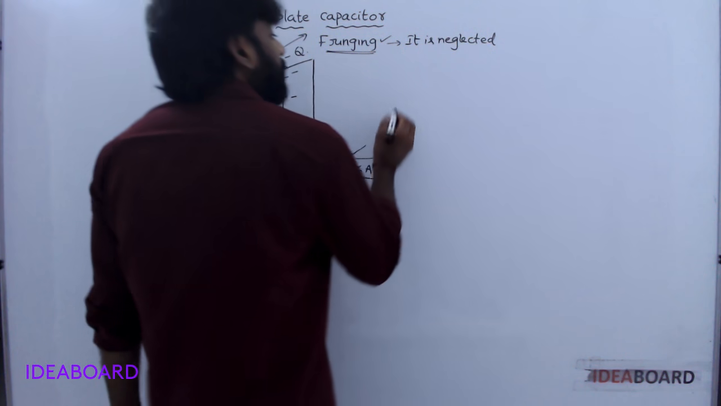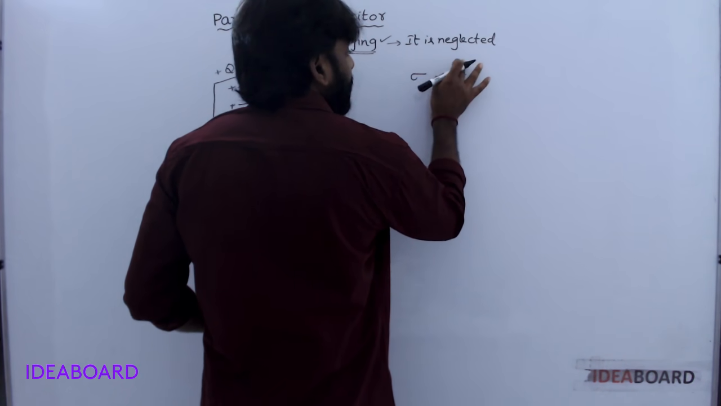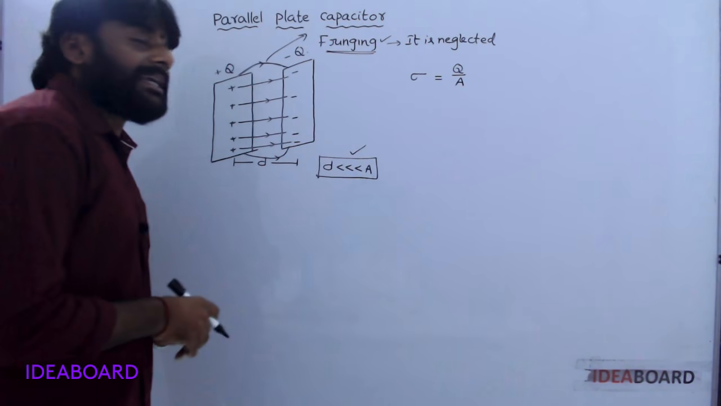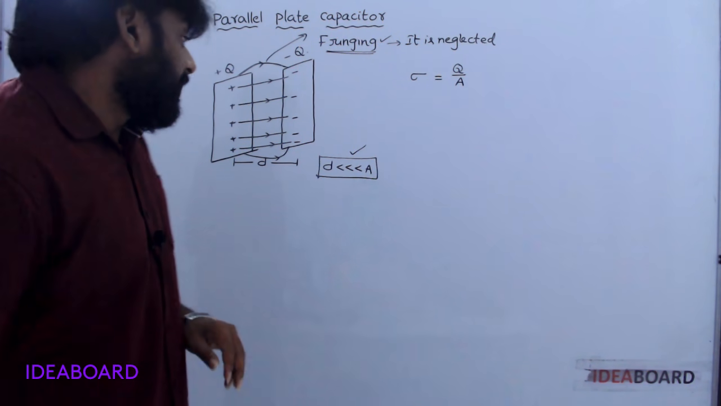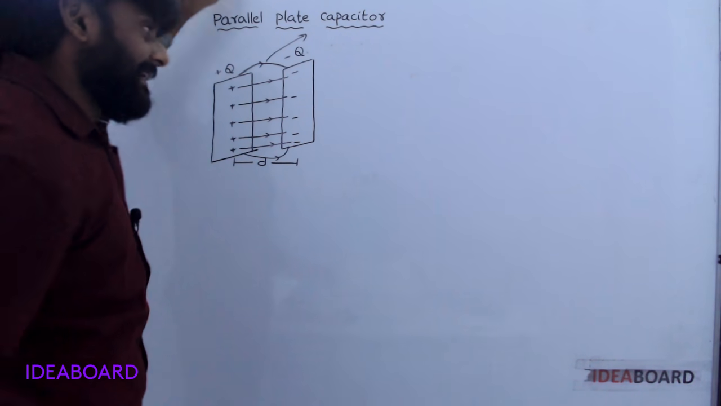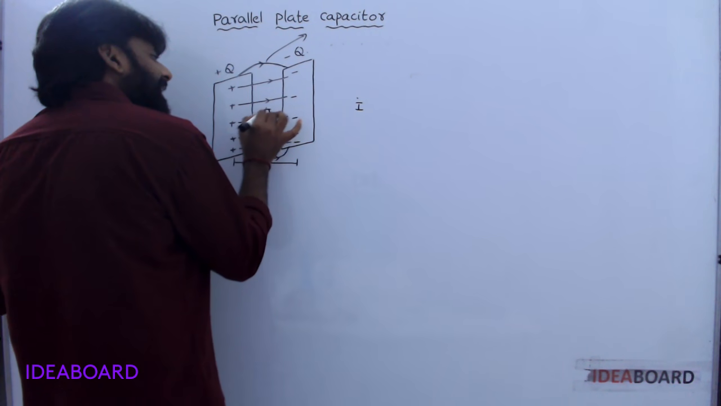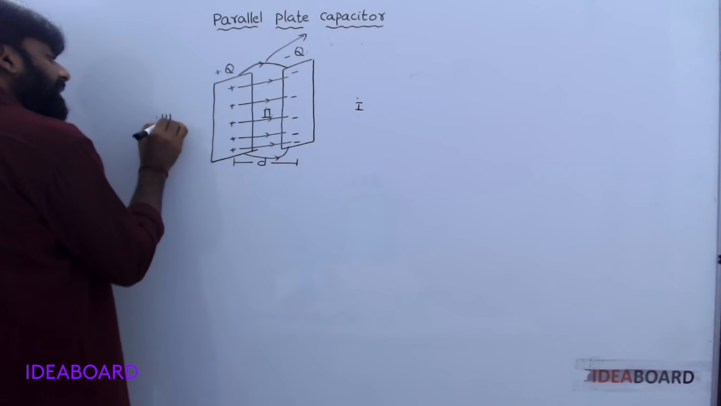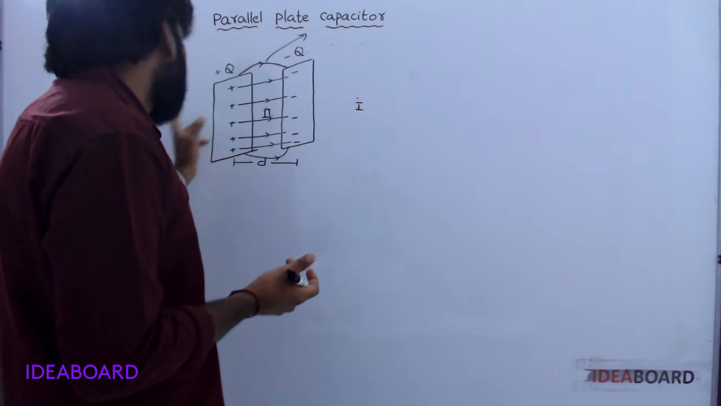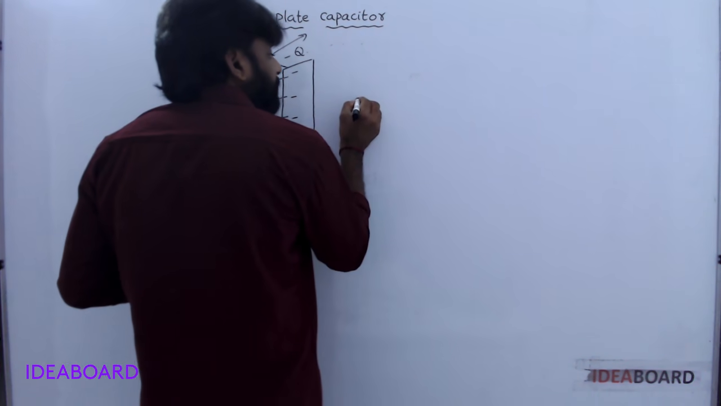You know, surface charge density is equal to charge per unit area. Now consider three regions. This is the first region, this is the second region, this is the third region. Regions 1 and 3 are outside.